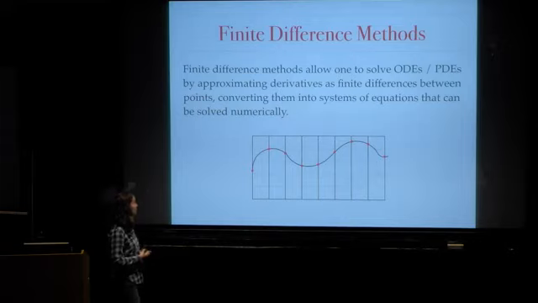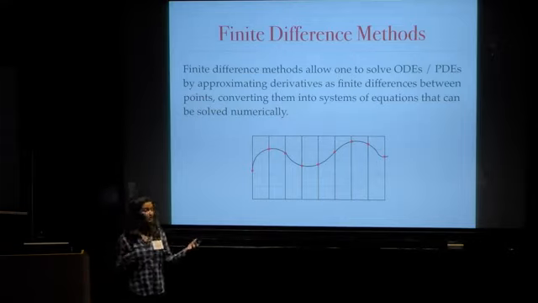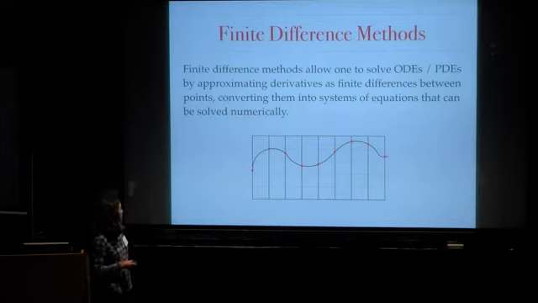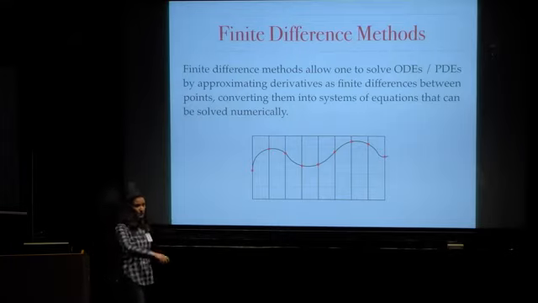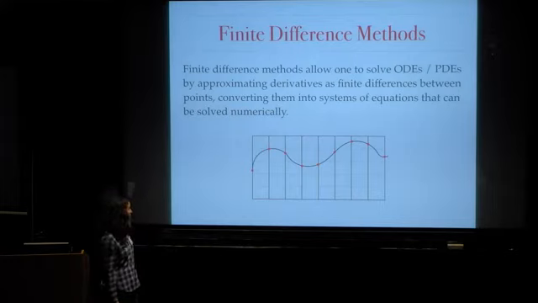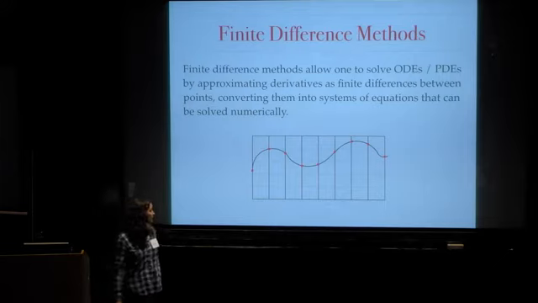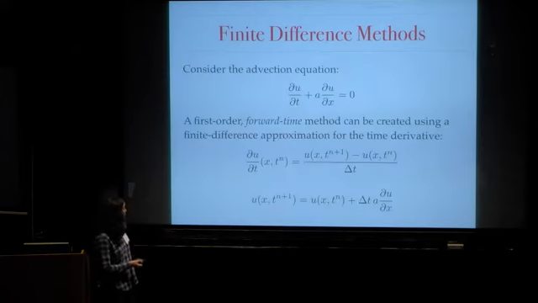Okay, so briefly then, finite difference methods are just ways that we can solve ordinary differential equations or partial differential equations by approximating these derivatives as finite differences. You can think of this as having some arbitrary function that we've defined at a series of points, and then we define the derivatives by taking differences between those points. That allows us to convert these equations into systems that can be solved numerically.